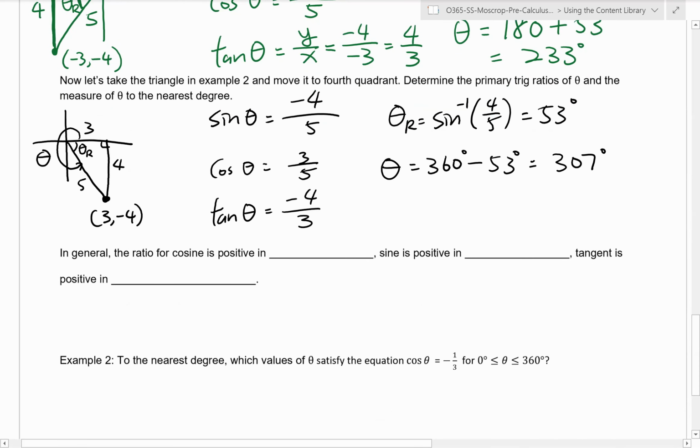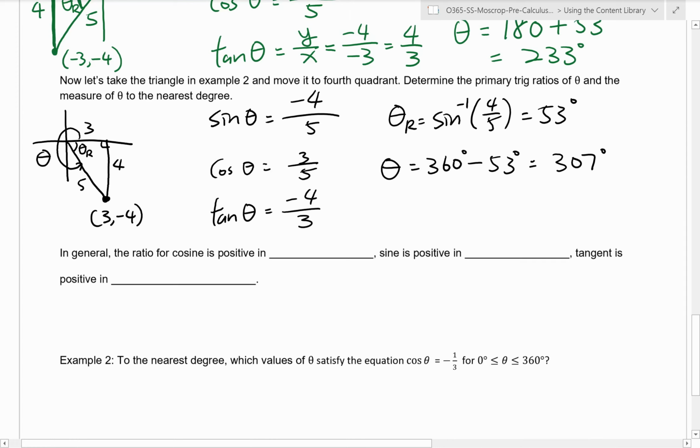Okay, so hopefully this is what you get. Here's the diagram. The coordinates here would now be 3, negative 4. So in the fourth quadrant, all the x values are positive and all the y values are negative. Hence, for my sine theta, my ratio is negative. My ratio for cosine is positive. Again, you need to think. So hopefully you kind of see this now.